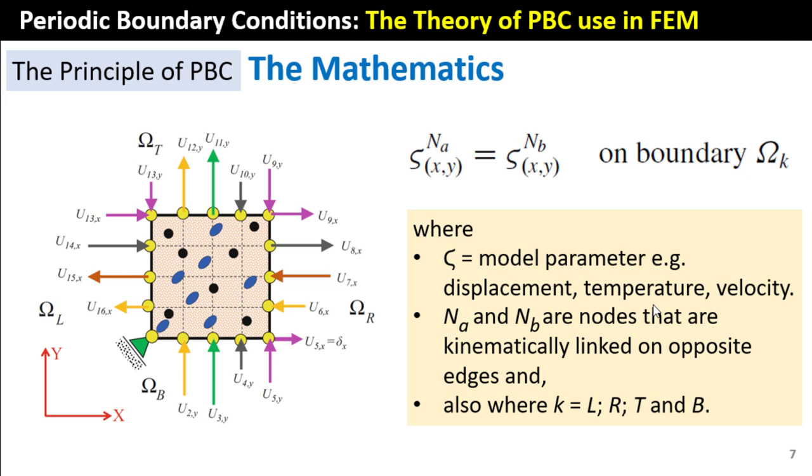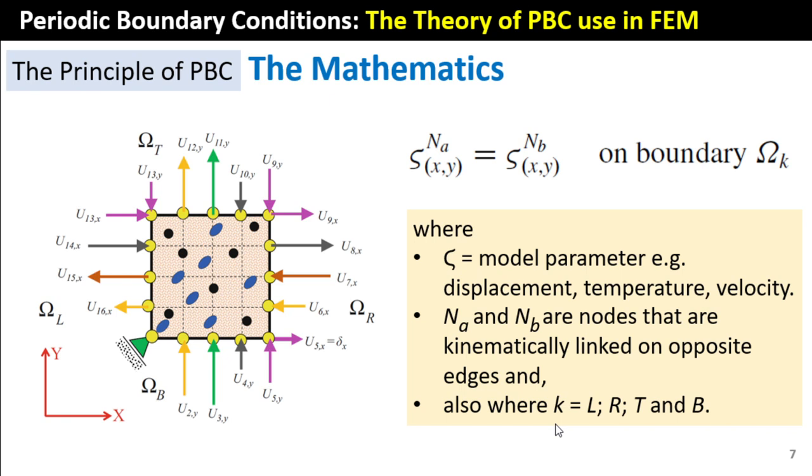So the velocity on one face, NA and NB, are basically edge nodes on two kinematically linked opposite edges. So the displacement on one face in the xy direction must equal the displacement on another face, directly opposite to it, in the xy direction, where this Ωk is basically a reference to one of the boundaries, okay? And k then represents left, right, top, and bottom, or base, however you want to call that.